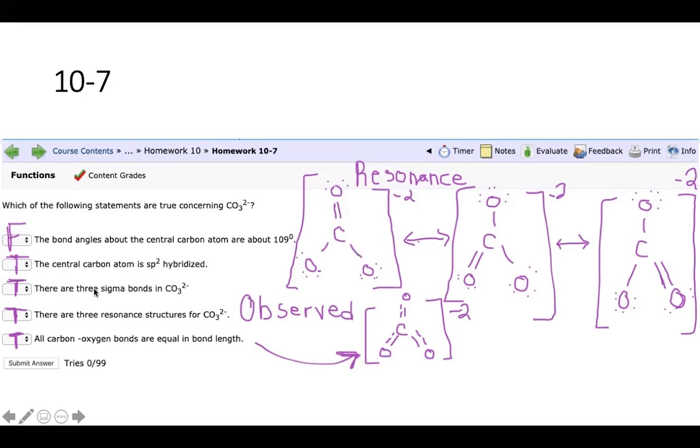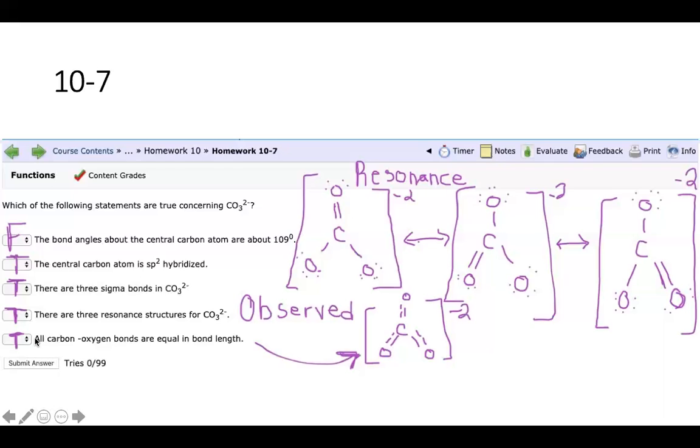a true statement. Statement 4 says that there are 3 resonance structures for CO3. This is also a true statement. We have 1 double bond and 2 singles. We can resonate that double bond to all 3 locations. They're all equally valid. There's going to be 3 equivalent resonance structures for carbonate. So this is also a true statement.